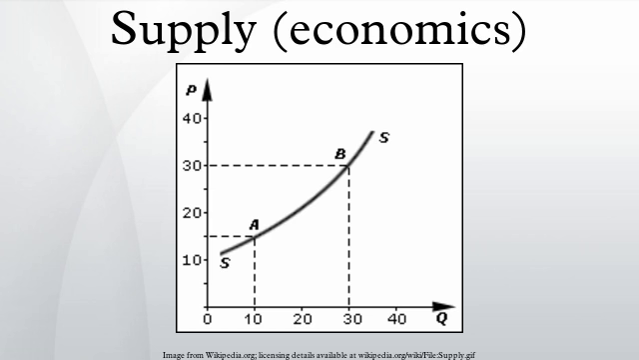Inverse supply equation. By convention in the context of supply and demand graphs, economists graph the dependent variable on the horizontal axis and the independent variable on the vertical axis.